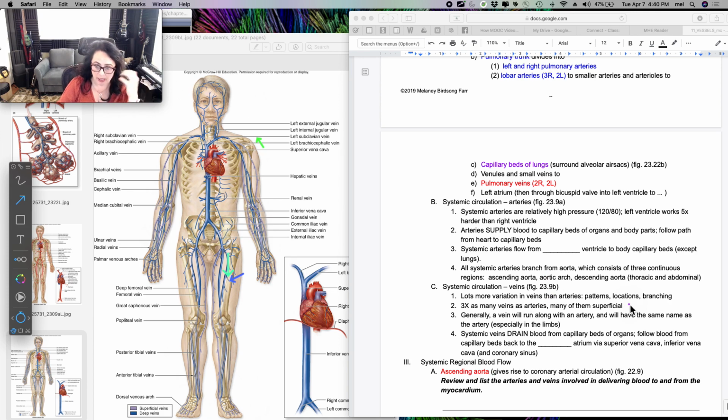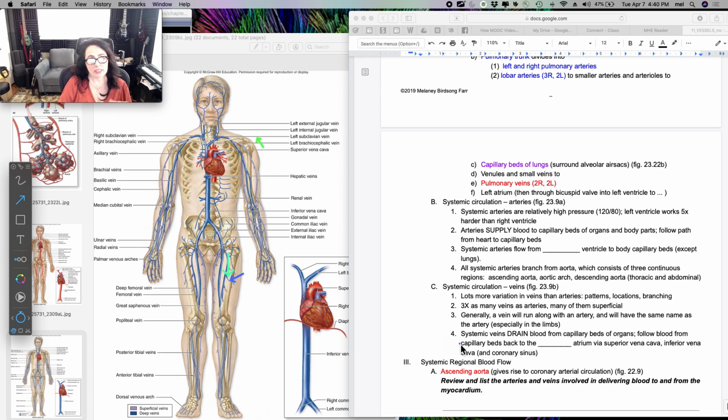There are 3 times as many. Generally, although not always, veins will run along with their artery partner. This is especially true in the limbs. It's not very true in the abdominopelvic cavity, but when it occurs, it's helpful.